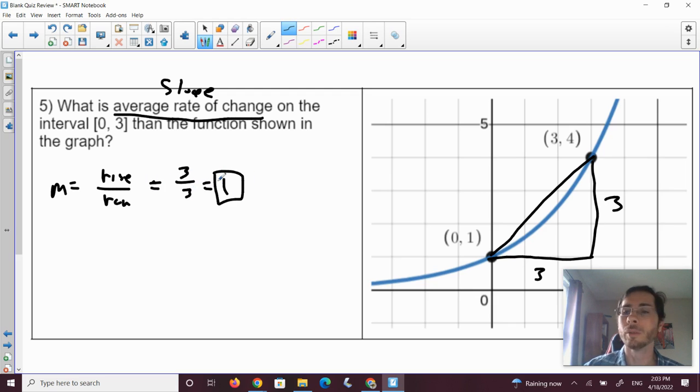It's just 1. So that's all there is to that one. So it's just remembering an average rate of change that we've had back in Unit 1 and Unit 2. We're just using that one more time. So that's what we got for that one. It's just asking for the slope.